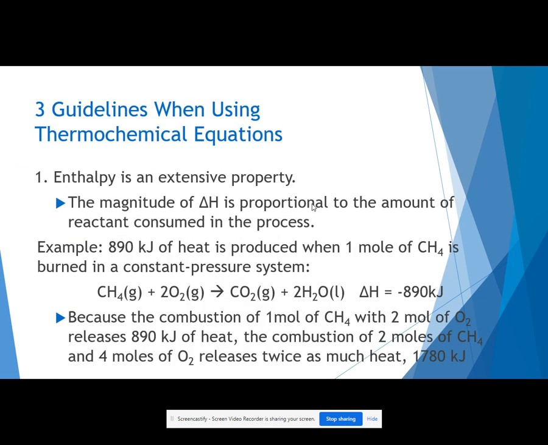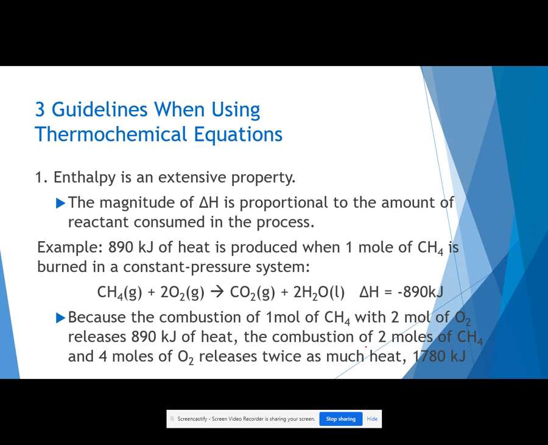So, guidelines for using thermochemical equations. First thing to know is that enthalpy is an extensive property, which means the magnitude is proportional to the amount of reactant that's going to be used. So typically, if you have a reaction for methane plus O2 yields carbon dioxide and water, here the delta H is negative 890 kilojoules. And that kilojoules goes with 1 mole of CH4, 2 moles of O2.